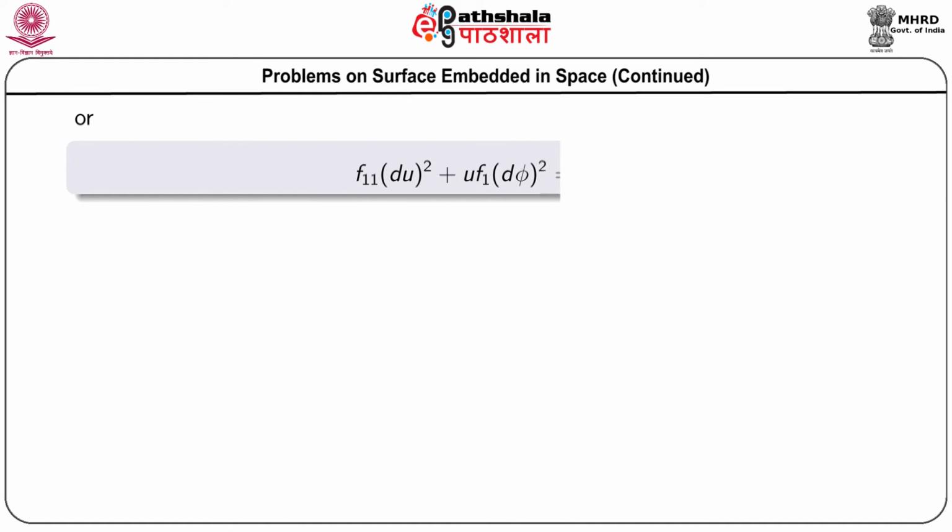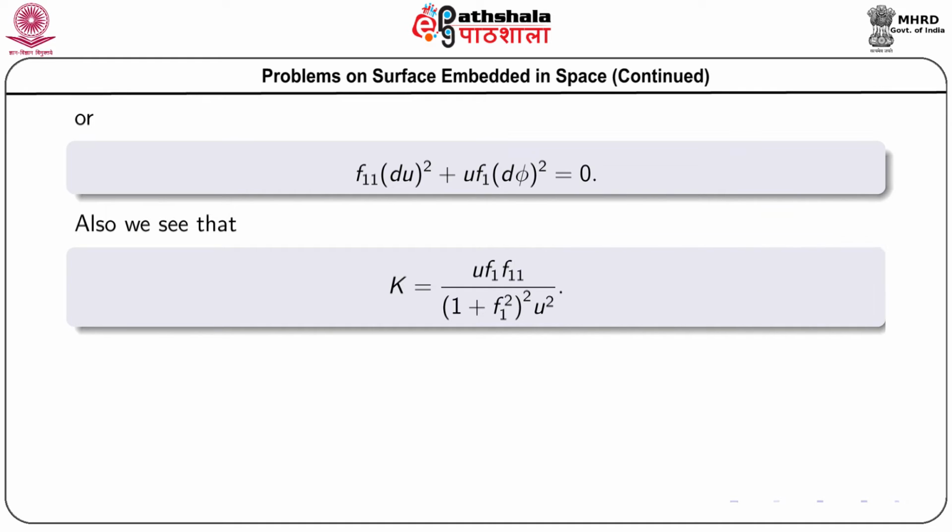So, if we just simplify this one, we get f11 du square plus u f1 d phi square equal to 0. And we can also find the Gaussian curvature equals to u f1 f11 by 1 plus f1 square whole square u square.